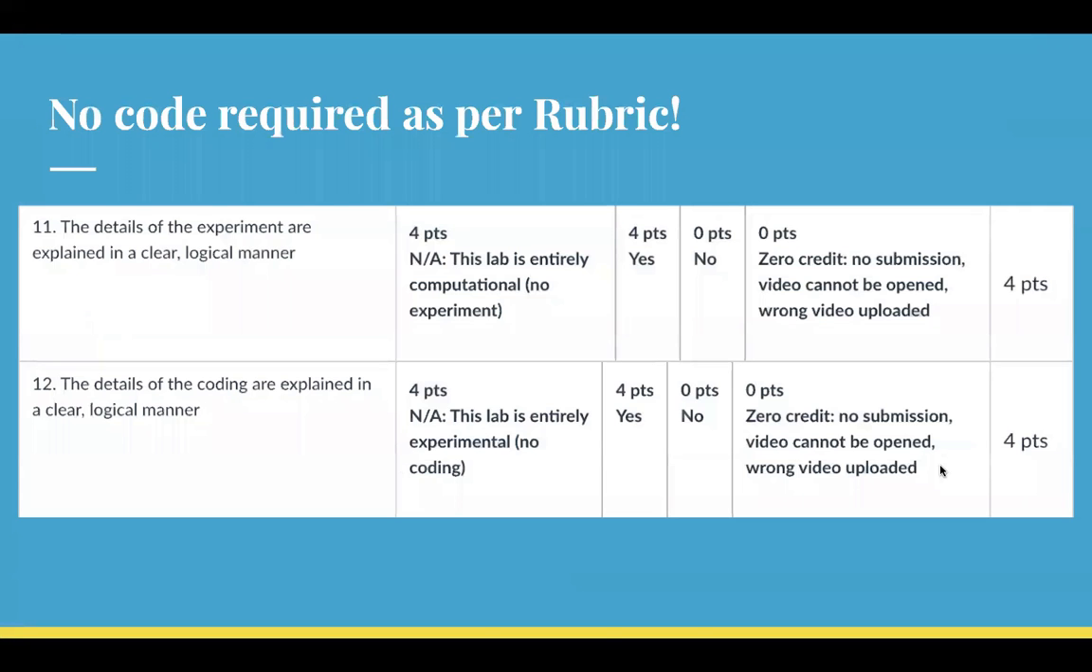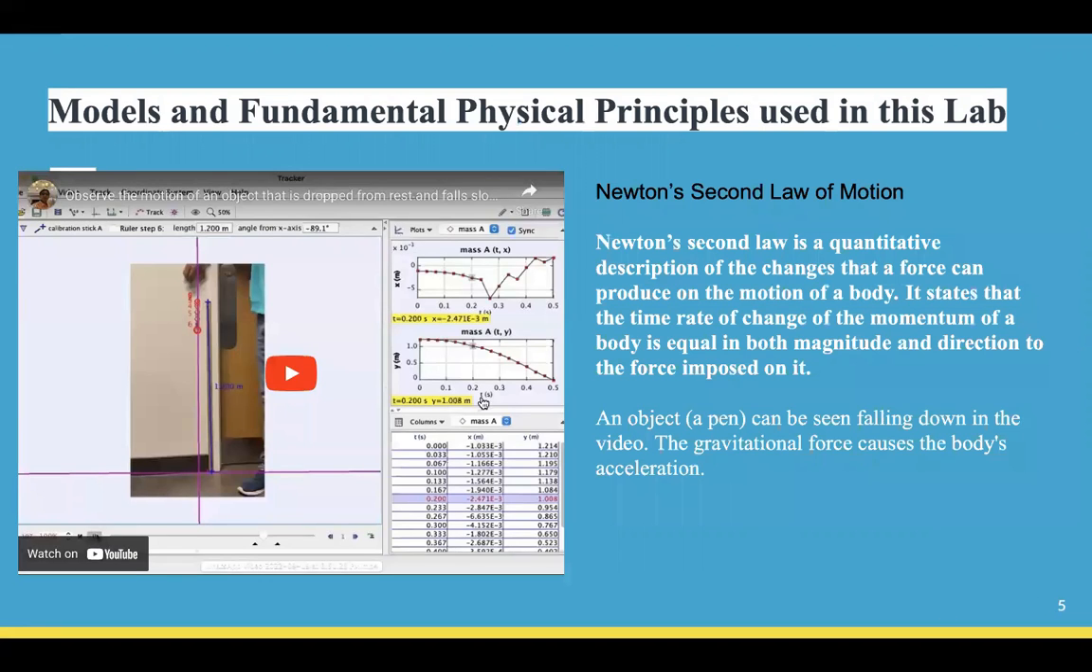As per the rubric, we don't really require any coding, as can be seen here. However, two of the questions require code scripts. I've put in the code there. Please have a look at this video.